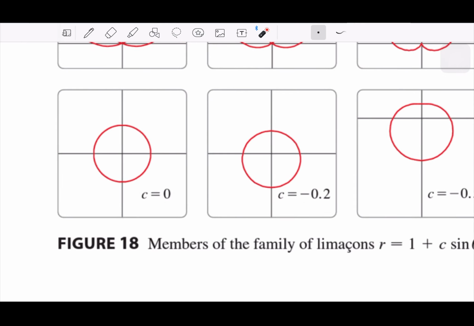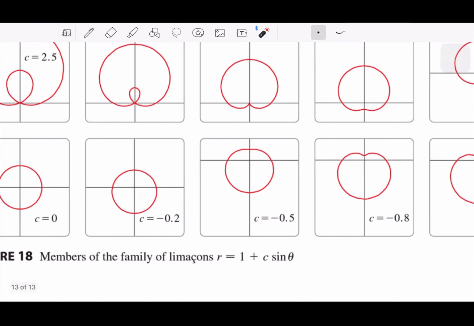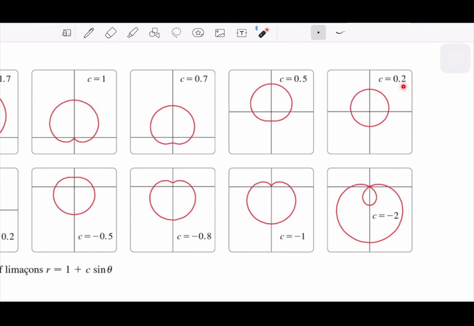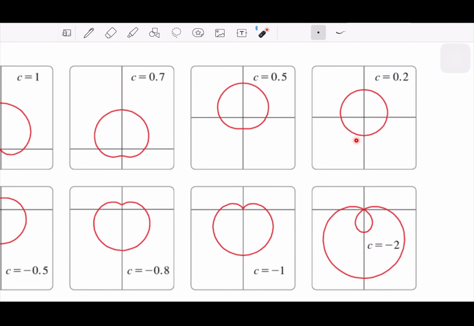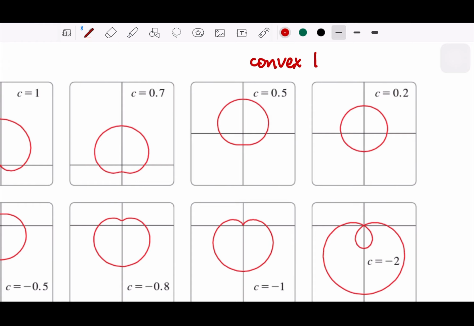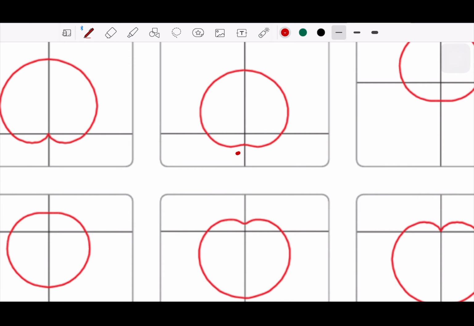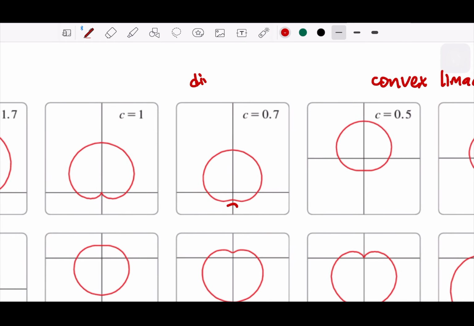When c is 0, it's a perfect circle, right? Perfect circle. When we increase the constant, first 0.2, and then 0.5, 0.7, you see the circle kind of moving. It moves up, right? And then it's moving again. This is what we already called a convex limaçon. And then it has a dimple here. We call this a dimpled limaçon.